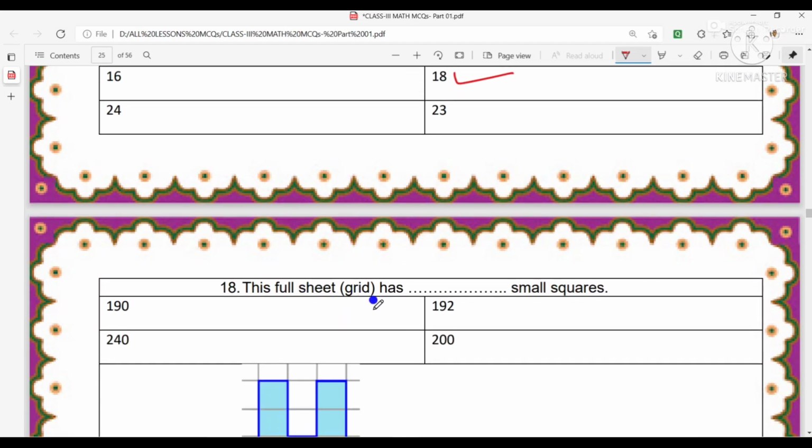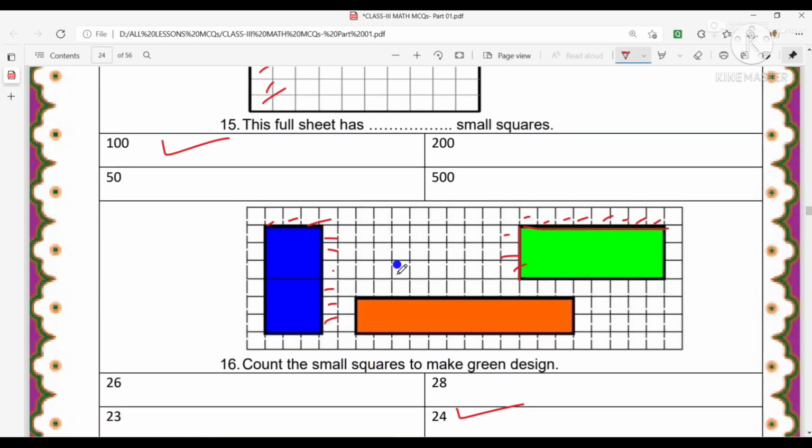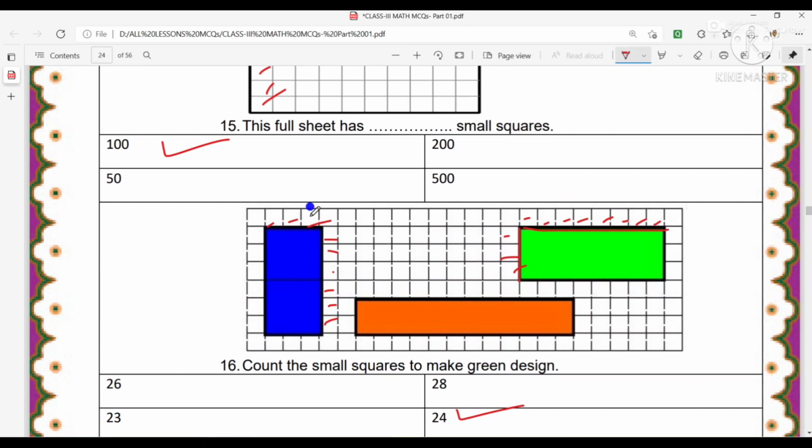Then this full sheet grid has just small squares. You will count along the length, then along the breadth, then you will multiply. So along the length 1, 2, 3, 4, 5, 6, 7, 8, 9, 10, 11, 12, 13, 14, 15, 16, 17, 18, 19, 20, 21, 22, 23, 24. Along the breadth 1, 2, 3, 4, 5, 6, 7, 8. So 24 multiply by 8.